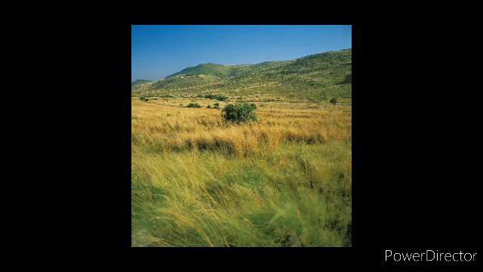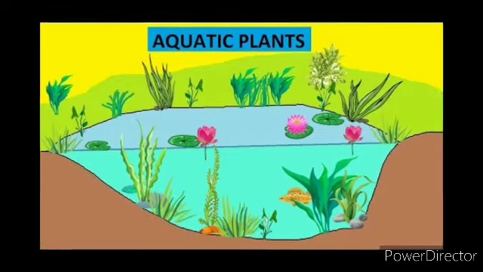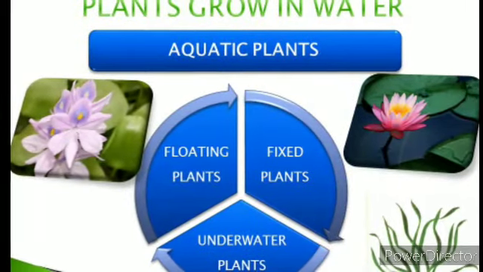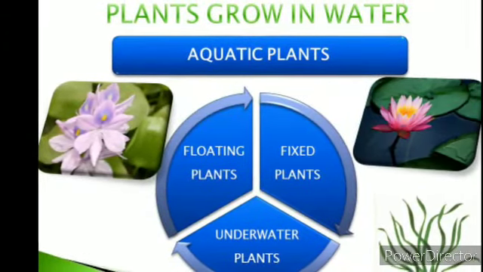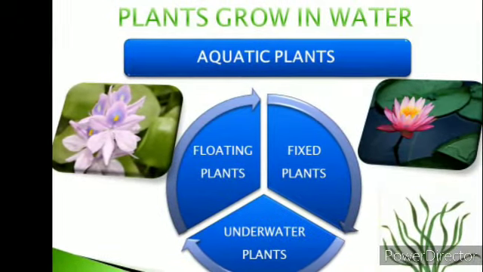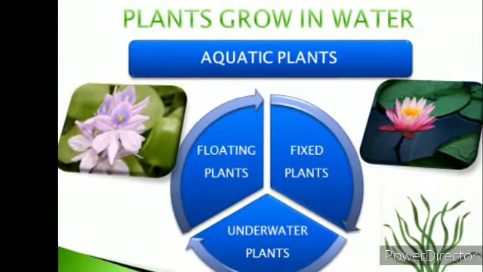Now, let us see about aquatic plants. Plants that grow in water are called aquatic plants. These are of three types: floating plants, fixed plants, underwater plants. Now let us see floating plants. Floating plants can freely float in water. Some common floating plants are duckweed, water hyacinth, and water lettuce.